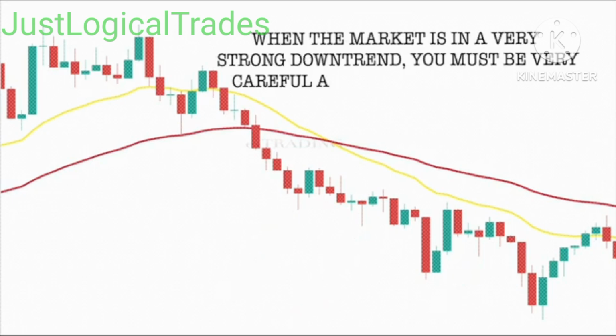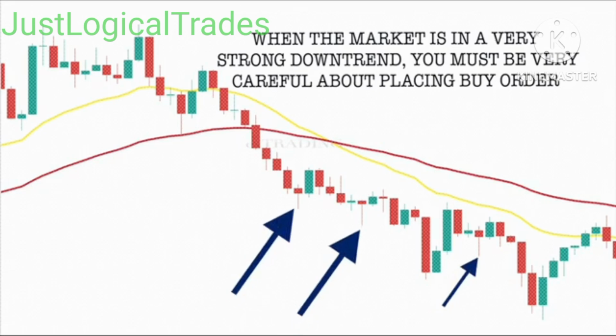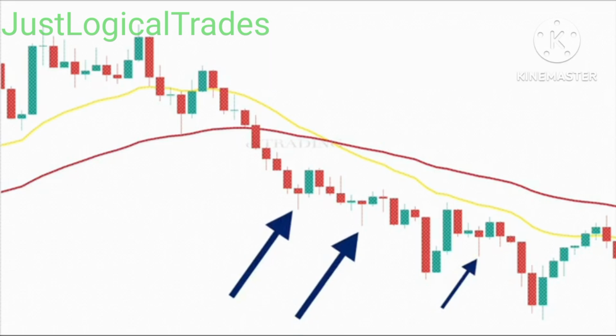When the market is in a very strong downtrend, you must be very careful about going long. No matter what bullish candlestick patterns you see, if the downtrend momentum is strong, the market most of the time will just run through it. As you can see on this chart, there is a bullish pin bar formed. Many beginner traders will see this and go long after the bullish pin bar is formed. Their thinking is that since the market has gone down quite a bit, it's time for the market to go back up. This is so wrong.